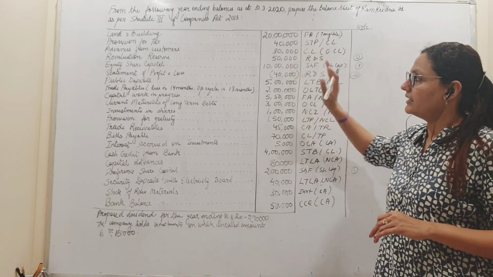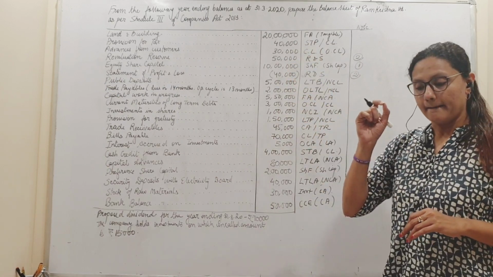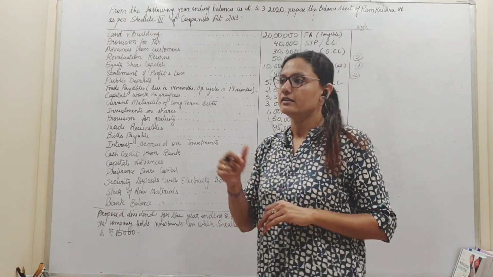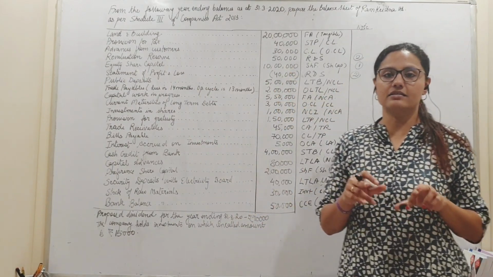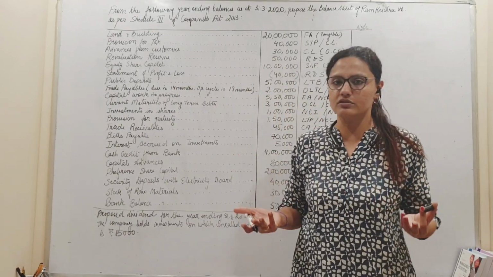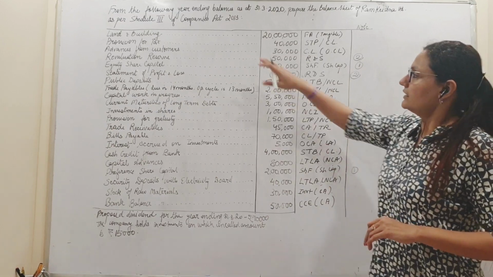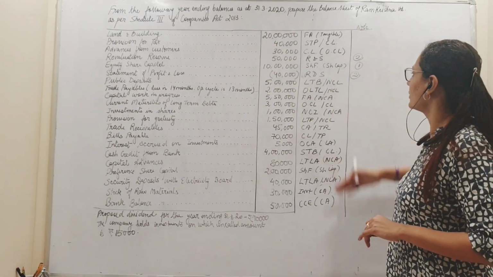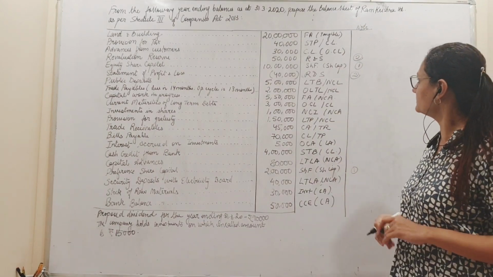1, 2, 3. Then point number 2 is share application money pending allotment. Right? That is also not given here, but since it's a main heading, we will just write it in the balance sheet and leave it. Of course, उसका notes to accounts तो नहीं बनेगा, right? So that brings us to non-current liabilities. Let us see कितना non-current liabilities है मेरे पास.